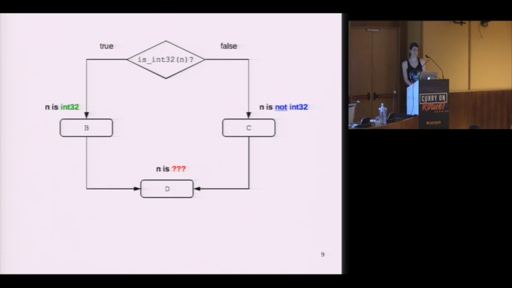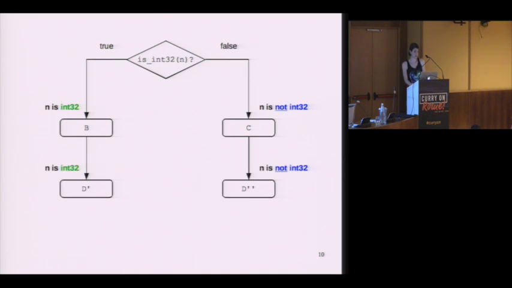But then when the control flow merges, we have that n is either int32 or not int32, so we know nothing at all. So what we could do is we could tail duplicate D into a block D prime and a block D prime prime in which we preserve the information that we know about D. Obviously, this is trivially not scalable. If you did this for every type check inside of your program, you would have a code size explosion. And you wouldn't get very far.